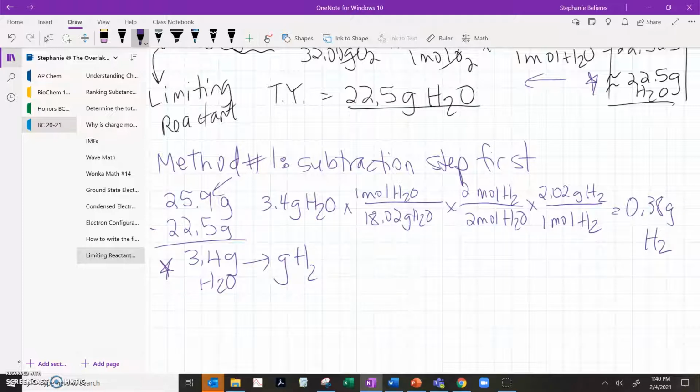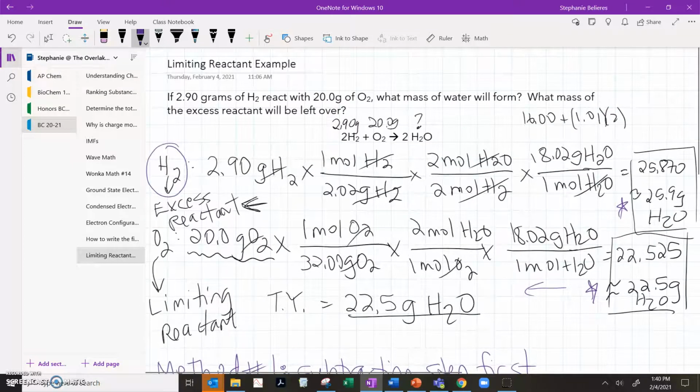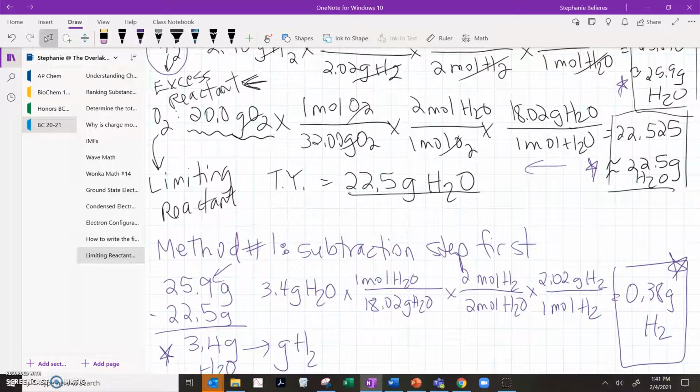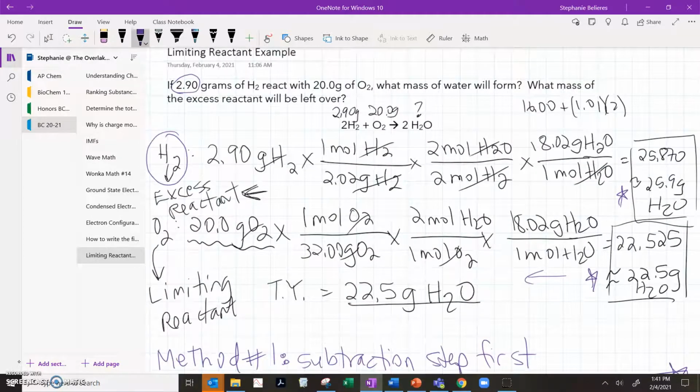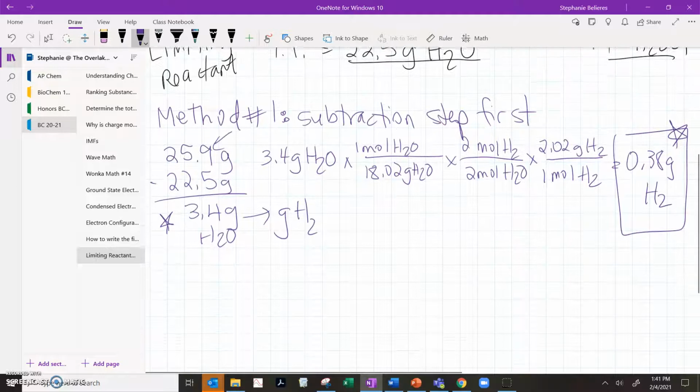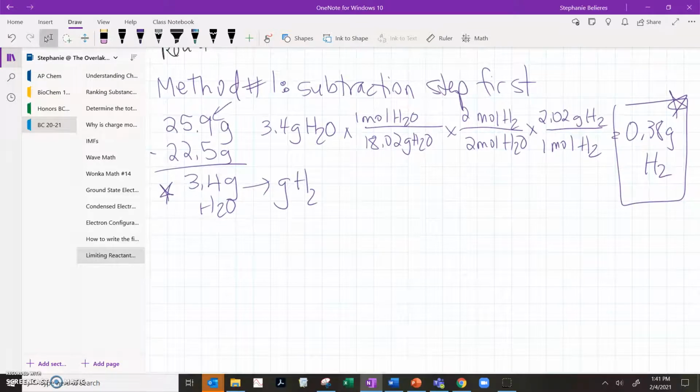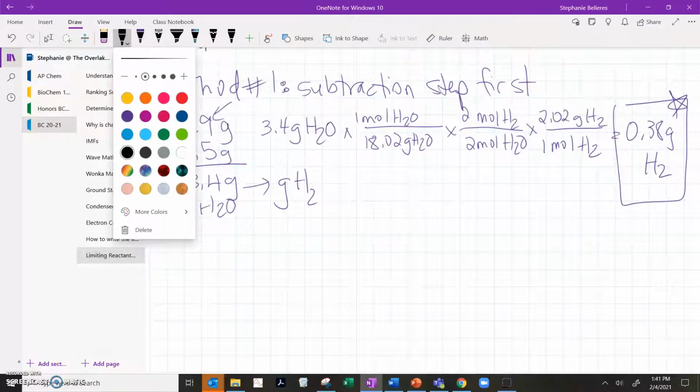Okay, now a good logic check here. This number that you calculate should be less than what you start with, right? Does that make sense? Because you've consumed part of it and are left with some of it, like there's some remaining. So if you get to this point and you've gotten a number that is more than what you start with, then you've made an error somewhere. So that's a good place to check whether you have made an error.